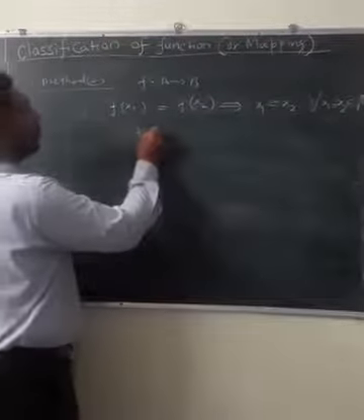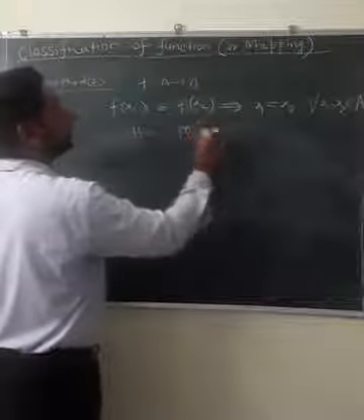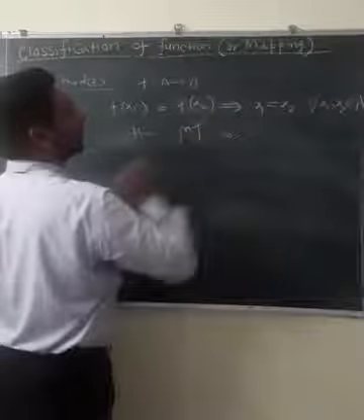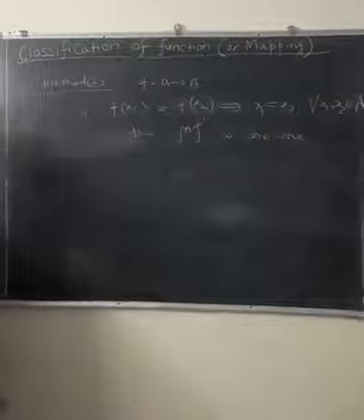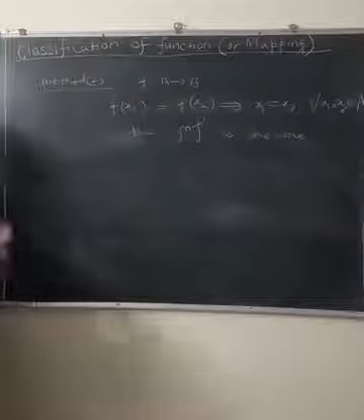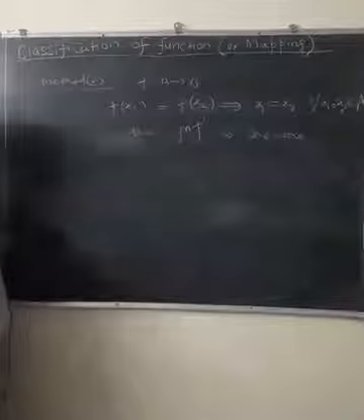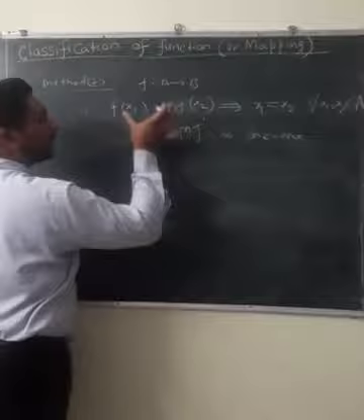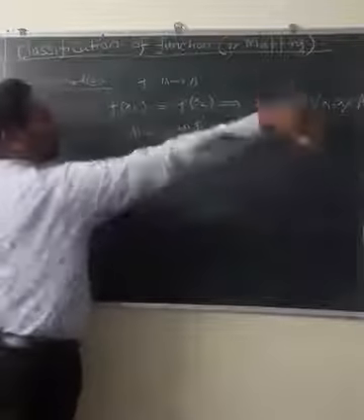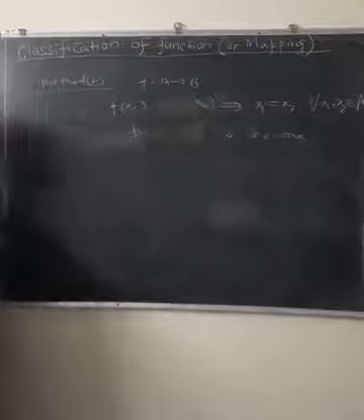Then the function f is 1, 1. How can I proceed with that? I will take two elements, equate them and simplify. If this comes out, then I will say that the function is 1, 1.